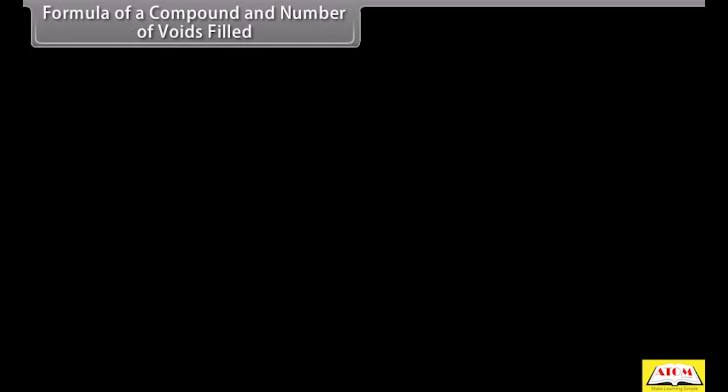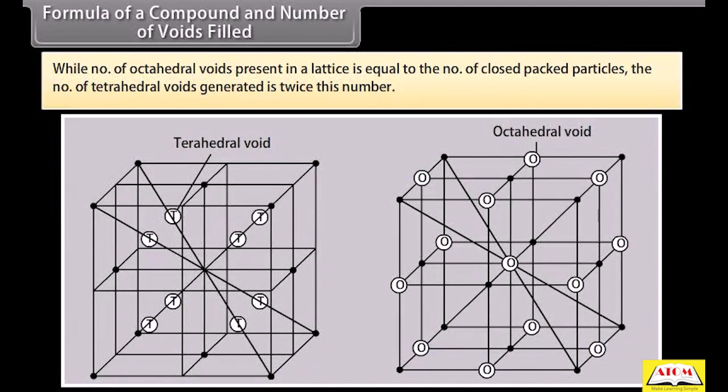Formula of a compound and number of voids filled. While the number of octahedral voids present in a lattice is equal to the number of close-packed particles, the number of tetrahedral voids generated is twice this number.